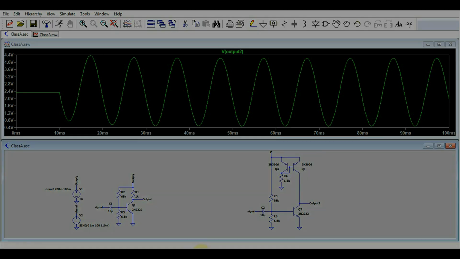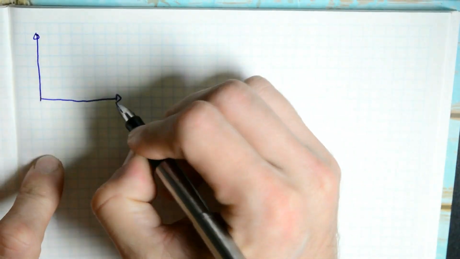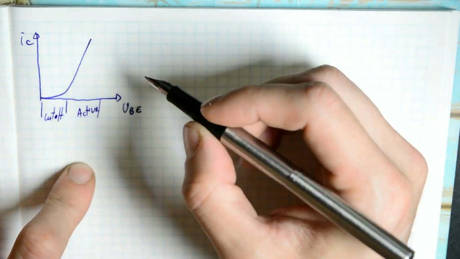Let's move on. So let's have a look at the class B amplifier, but first let's just remember the operating modes of the transistor.